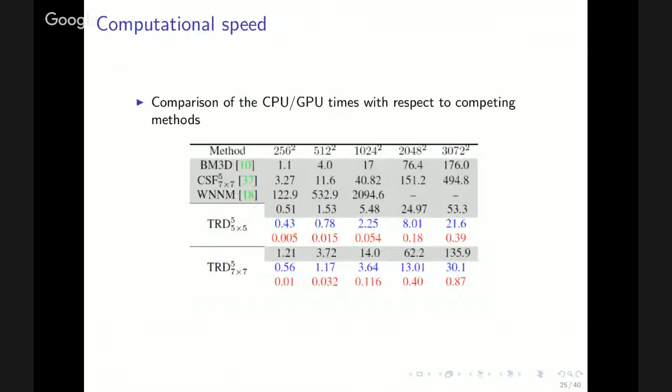In terms of computational speed, it also turns out it's very efficient on the GPU. For example, let's take 1,000 squared images. BM3D takes 17 seconds. Our GPU implementation takes 0.05 seconds. For the larger model, 0.1 seconds. And one model which is almost as good as ours, the shrinkage fields, for example, they take 40 seconds here. So you see it's quite a huge factor. We are faster here.